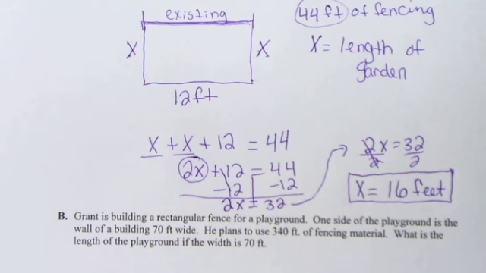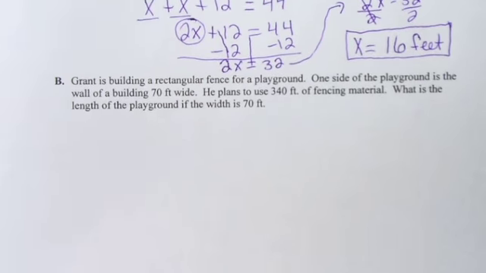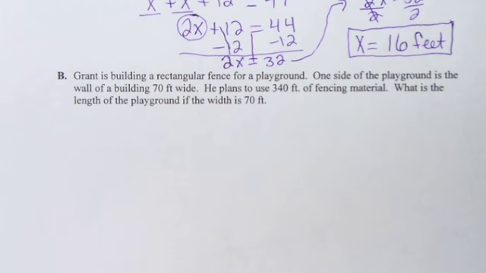All right, let's look at the next one. Grant is building a rectangular fence for a playground. One side of the playground is a wall of a building 70 feet wide. He plans to use 340 feet of fencing material. What is the length of the playground if the width is 70? This problem is exactly similar to the other problem.